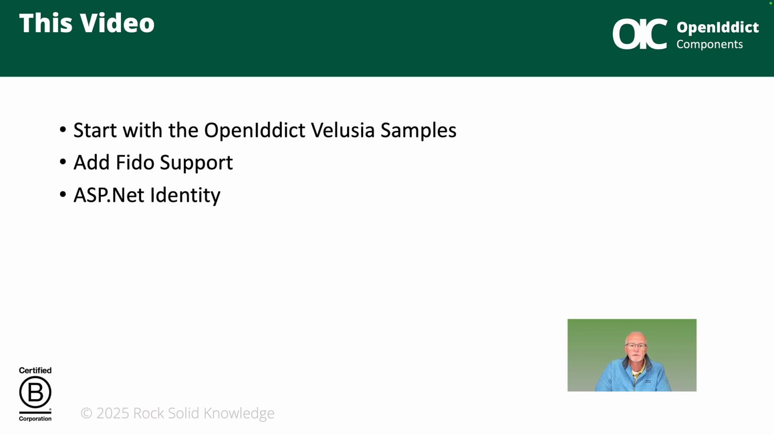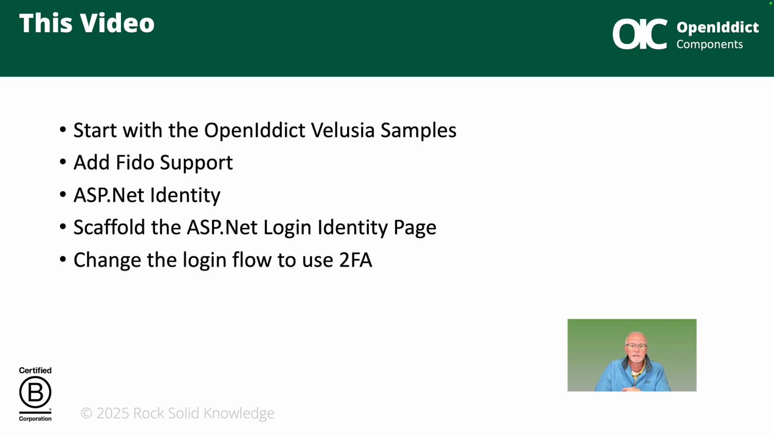Now, these samples use ASP.NET Identity to provide the login flow, and we need to hook into that identity to change the behavior. So to do that, we will scaffold ASP.NET Identity into these projects. And once we've added that scaffold, we can change the flow to provide two-factor authentication, or 2FA.